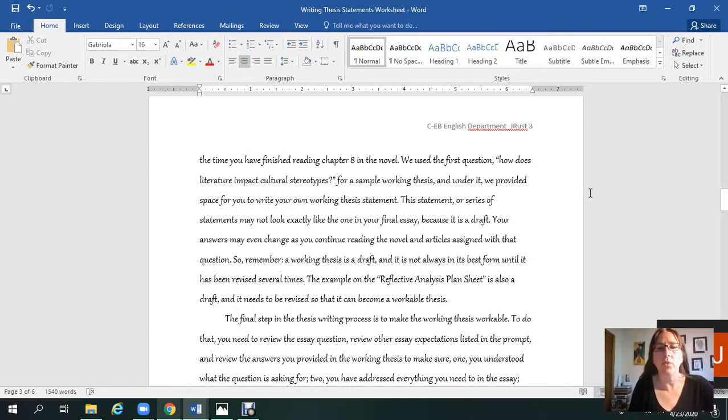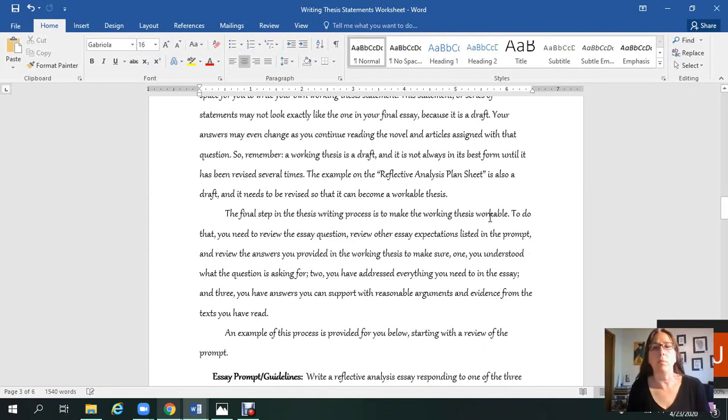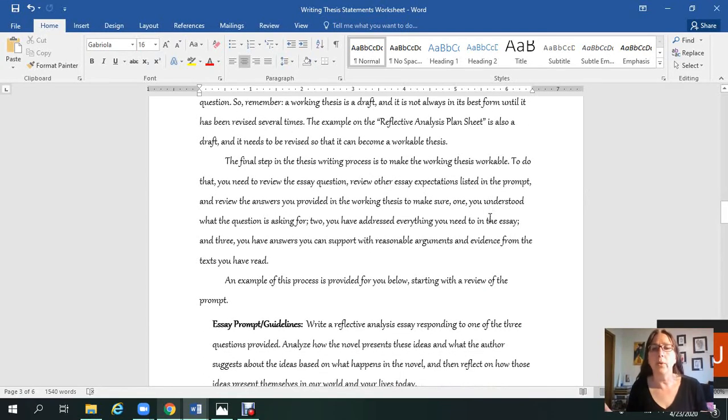been revised several times. So the example on the reflective analysis plan sheet is also a draft, and it needs to be revised so that it can become a workable thesis. A workable thesis is something that works for your paper, and while you might tweak it here and there, it ends up being your final thesis statement. So the final step in this thesis writing process is to make the working thesis workable.